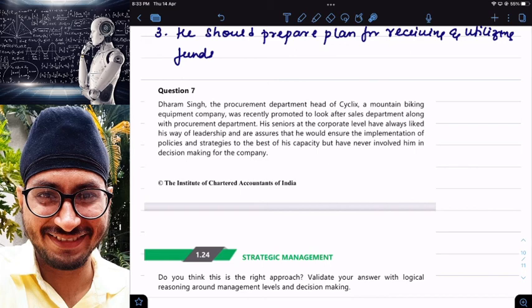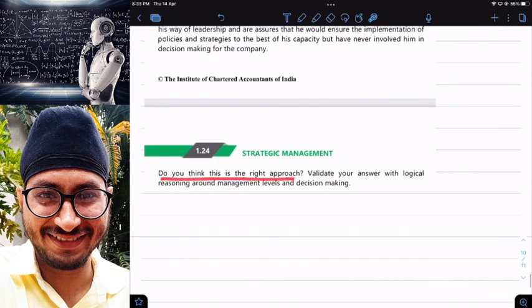Obviously, Dharam Singh. So, whenever top level management is preparing a plan, should they talk to this person before preparing a plan? Should they include this fellow in preparing a plan? Should this person be involved in decision making? Yes, sir. But is the company involving him in decision making? No. The company has never involved him in decision making. Do you think this is the right approach by the company?